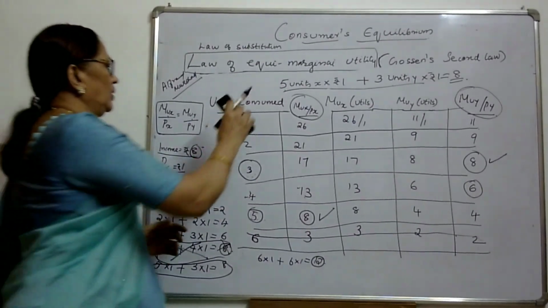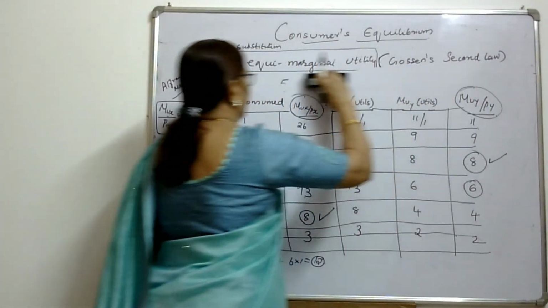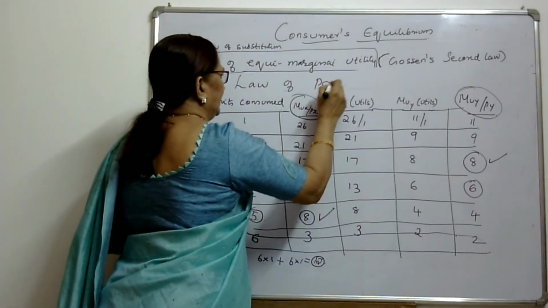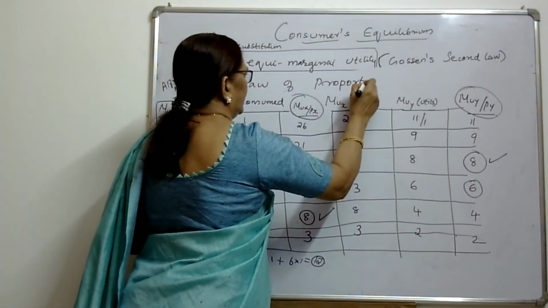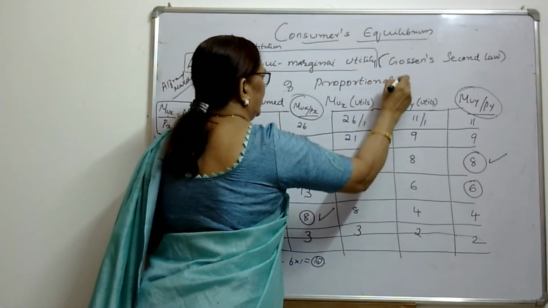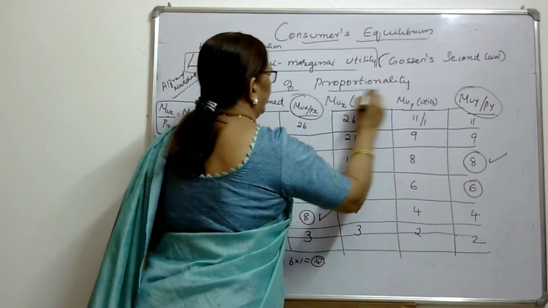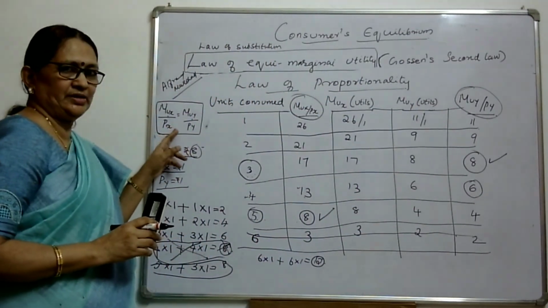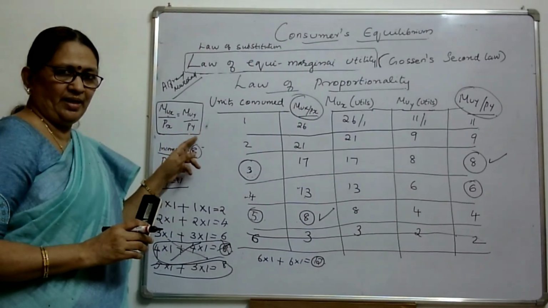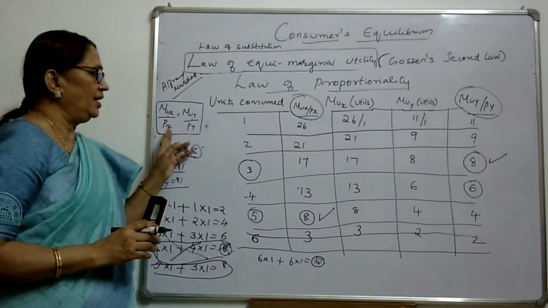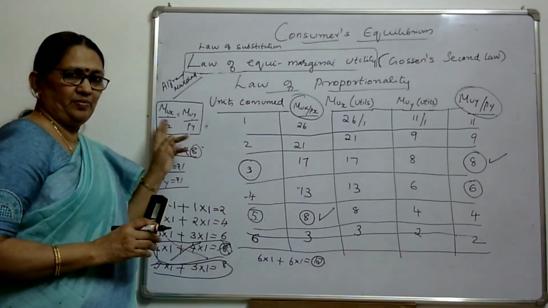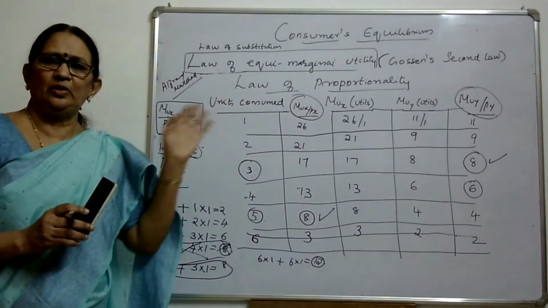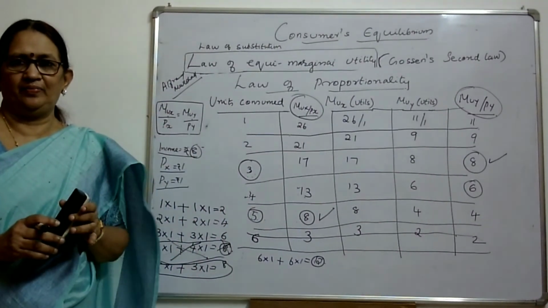This law is also called law of proportionality. Why is this law called law of proportionality? It is a proportion of MUx by Px is equal to MUy by Py. Because of that, the condition is this proportion. So, it is called law of proportionality. It is also called law of maximum satisfaction.